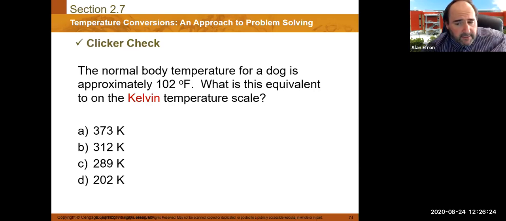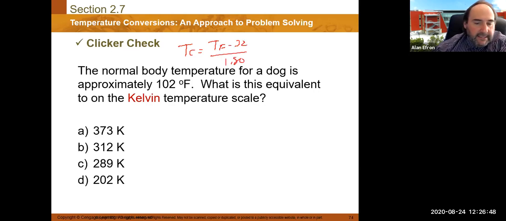Okay, so in this one, we're starting with Fahrenheit. We're going to Kelvin. So again, really the only route to do that is you need to take it from Fahrenheit to Celsius first, and then go from Celsius to Kelvin. So temperature in Celsius would be our Fahrenheit minus 32 divided by 1.8. That's going to give us our Celsius, and then we could go to our Kelvin by adding our 273 to it. So again, kind of a two-step process to do that.